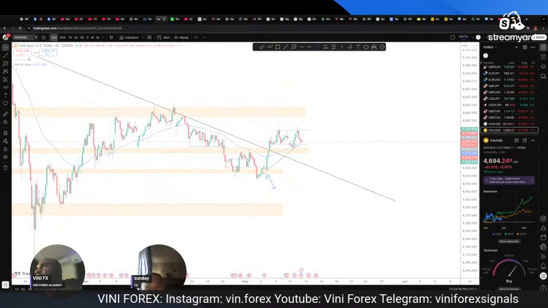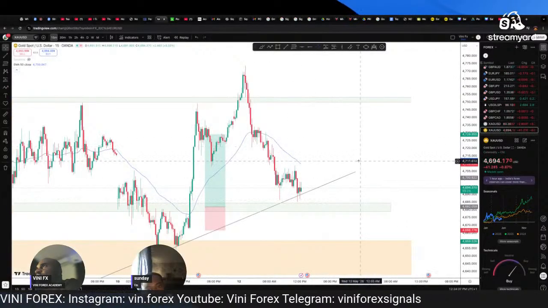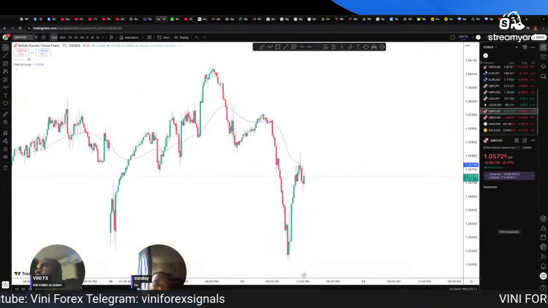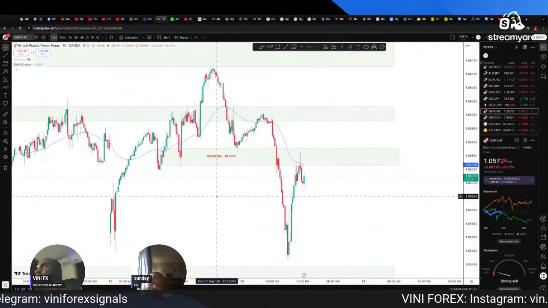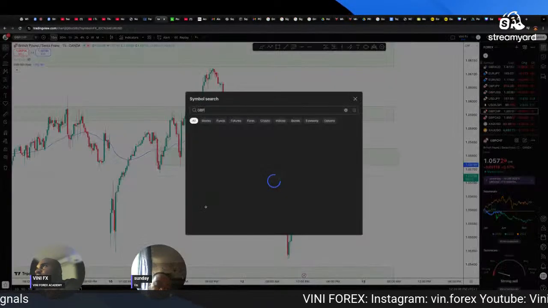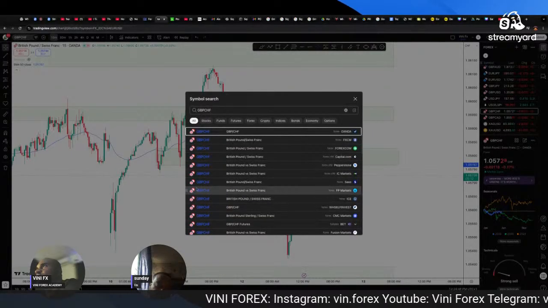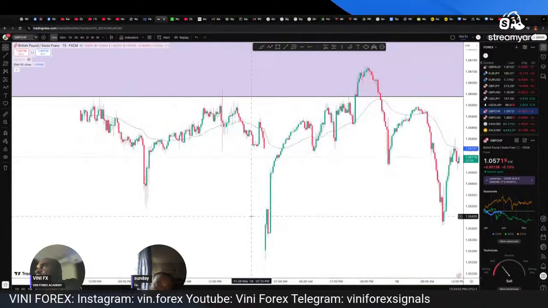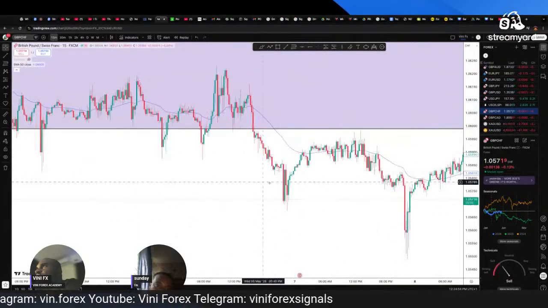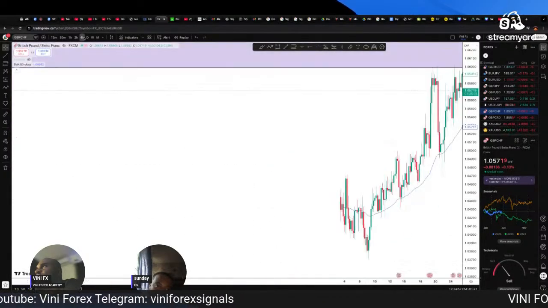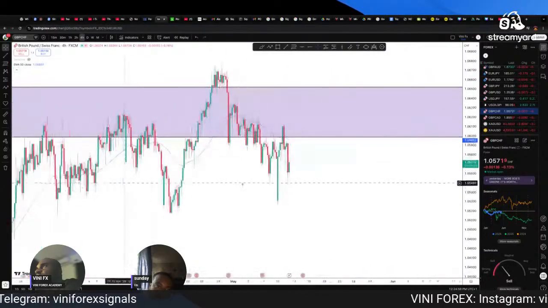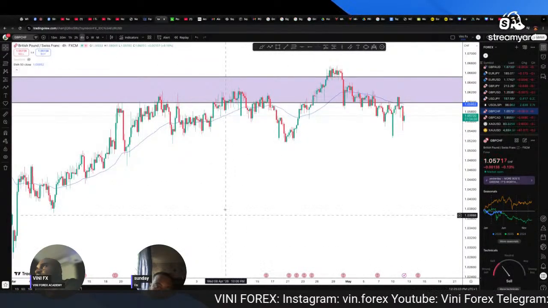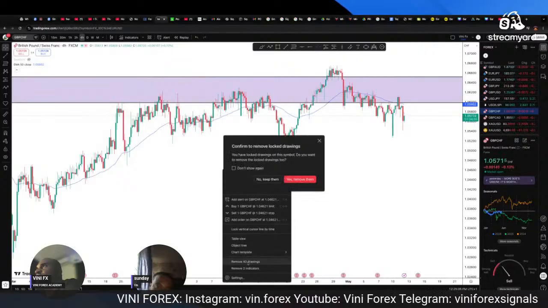Head and shoulder price patterns. Let's use GBP CHF for this example. I think I have drawings here on this chart. God, I have 40 drawings. Remove the drawings.